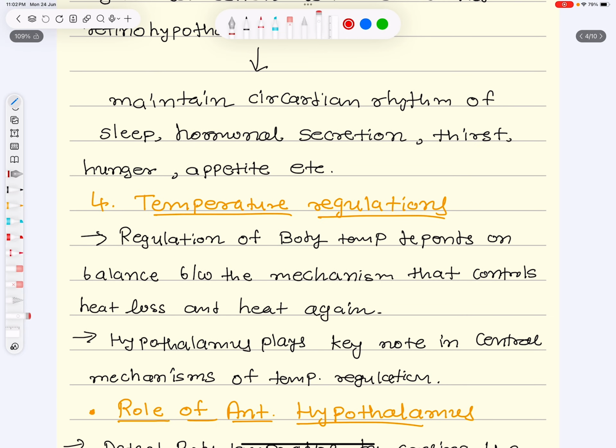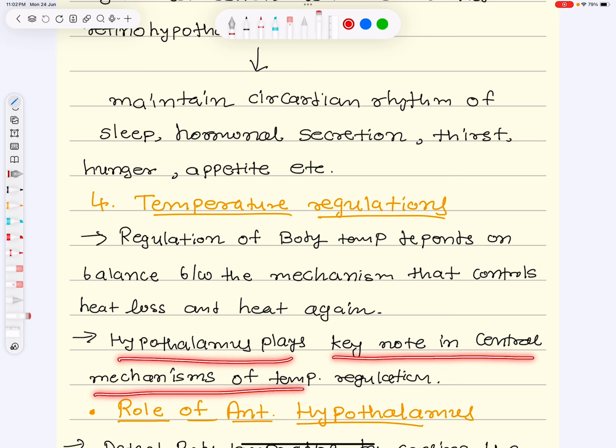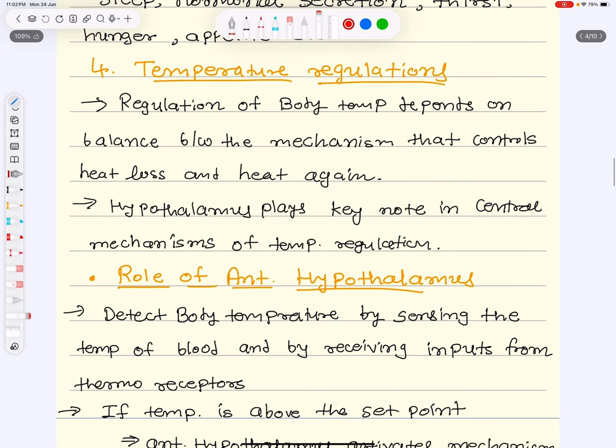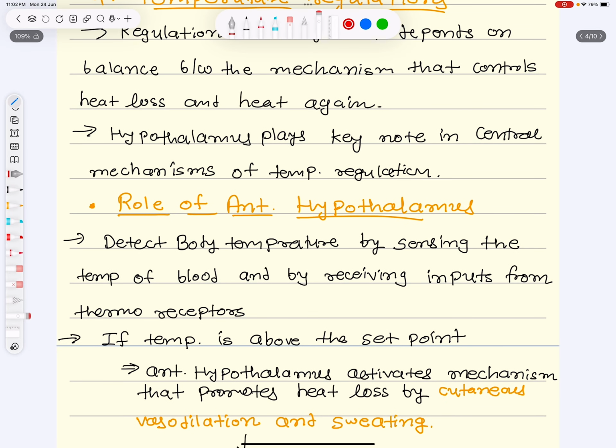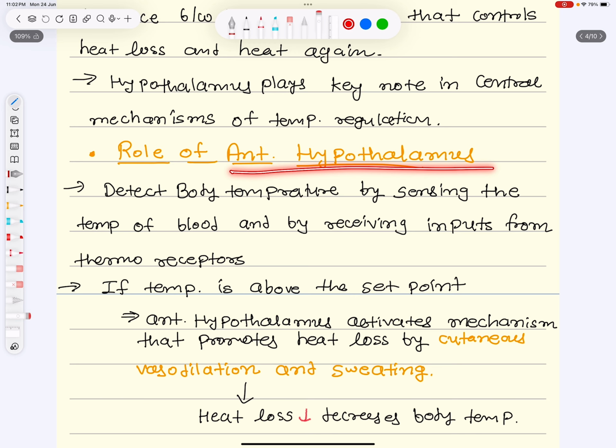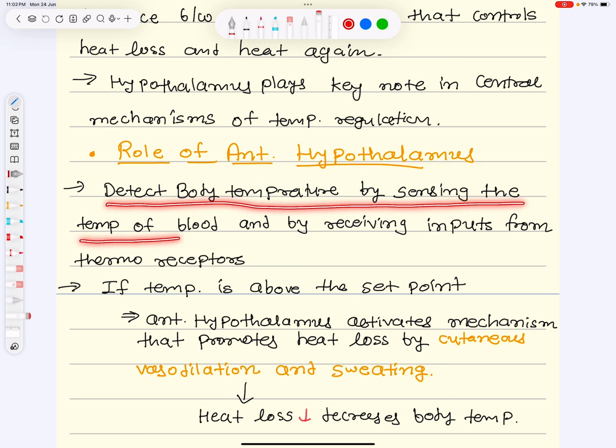Fourth is temperature regulation. So what is in temperature regulation? Regulation of body temperature depends on balance between the mechanisms that control heat loss and heat gain. So the hypothalamus plays a key role in the central mechanism of temperature regulation. What does the anterior hypothalamus do? It detects body temperature by sensing the temperature of blood and by receiving inputs from thermoreceptors.